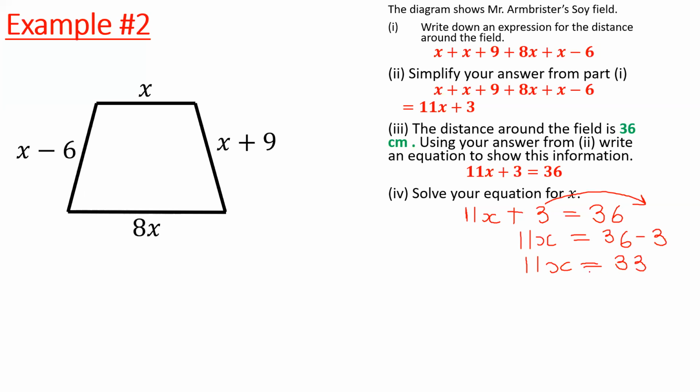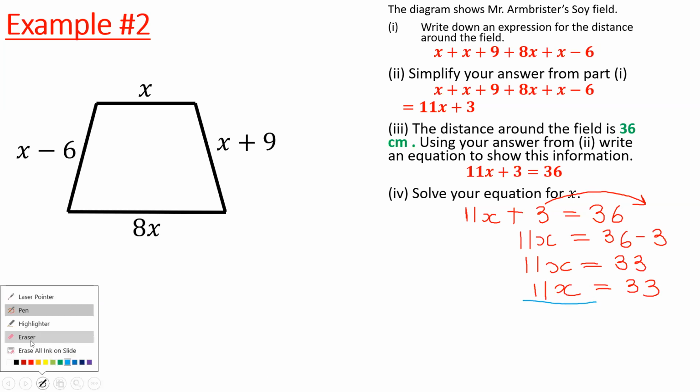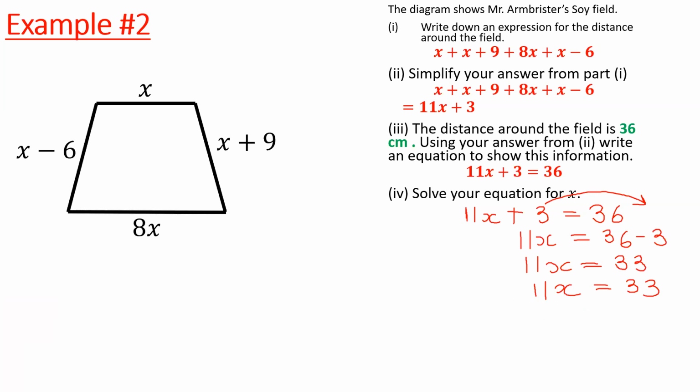And this is why it's important to know your times tables, because the next step is we're going to divide. Divide both sides by what? 11. Very good. We divide both sides by 11. Why are we using 11 and not 6 like last time? Because 11 is the number that's in front of x. Very good. So we divide both sides by 11.